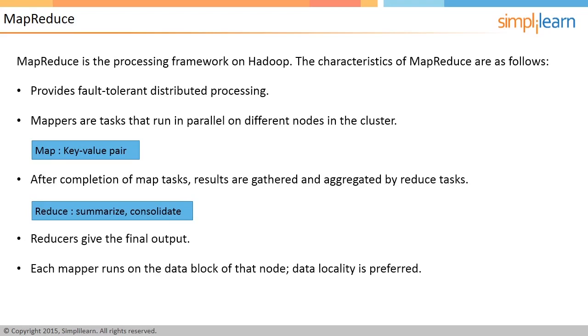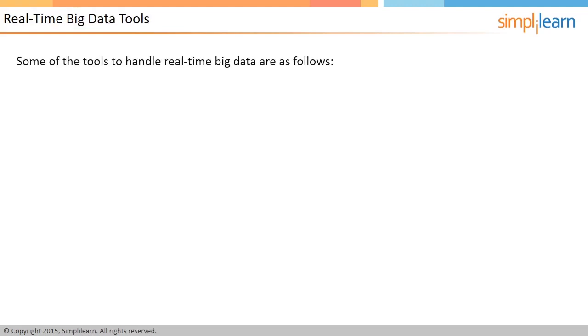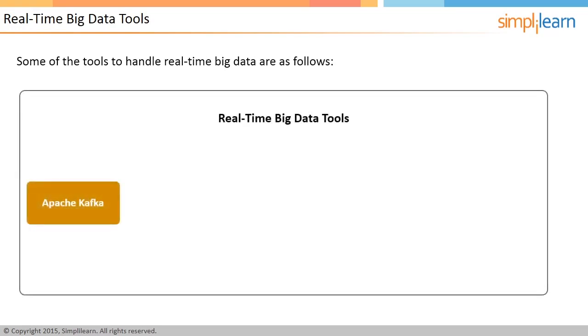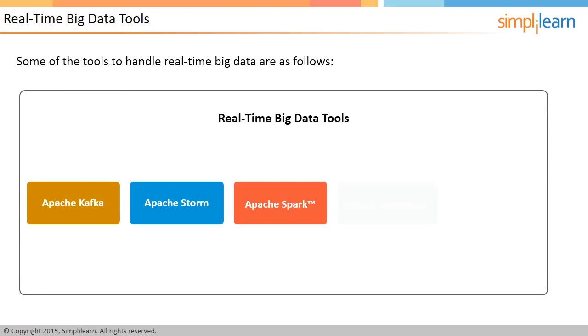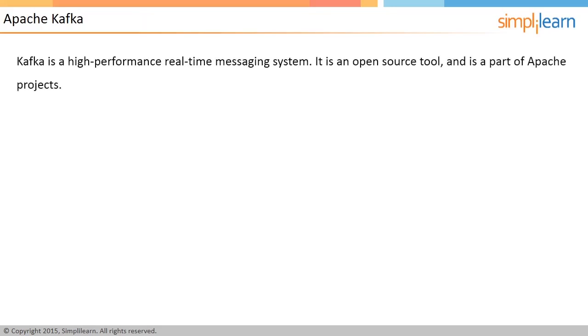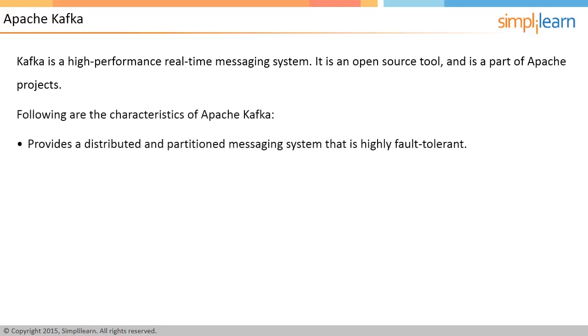Some of the tools to handle big data in real time are as follows: Apache Kafka, Apache Storm, Apache Spark, Apache Cassandra, Apache HBase. Kafka is a high-performance real-time messaging system. It is an open-source tool and is a part of Apache projects. It provides a distributed and partitioned messaging system that is highly fault-tolerant. It can process millions of messages per second and send the messages to many receivers.